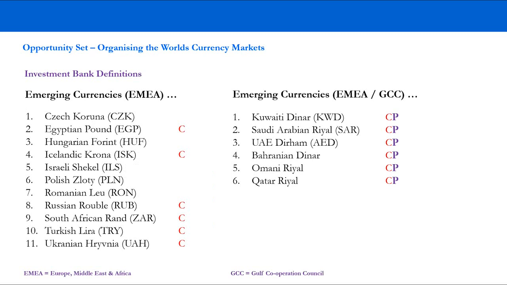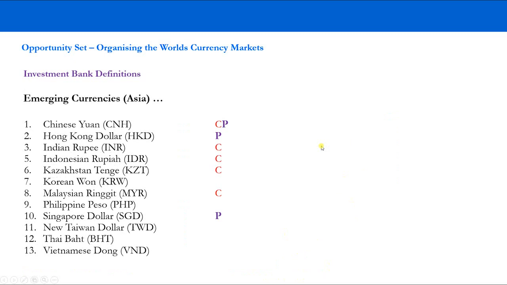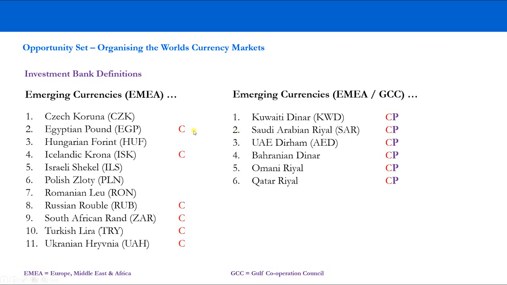The other definition that we look at with investment banks, retail brokers, is in emerging currencies. So we're talking about countries here whose economies are small and growing at a high rate, or should be growing at a high rate, and they're defined as emerging currencies. Emerging currencies, typically within investment bank definitions, retail broker definitions, are split up into EMEA, so Europe, Middle East, and Africa, Gulf, so Gulf Cooperation Council, GCC, and also on the next page, Asia. And what you see here is that we've marked up again a bunch of these currencies with a letter C, because they're dependent very heavily on just one or two commodity prices.